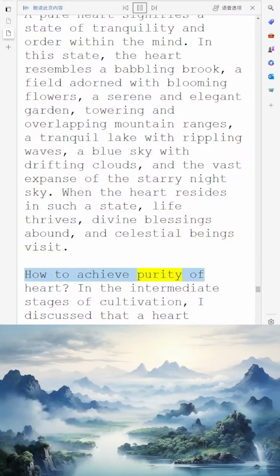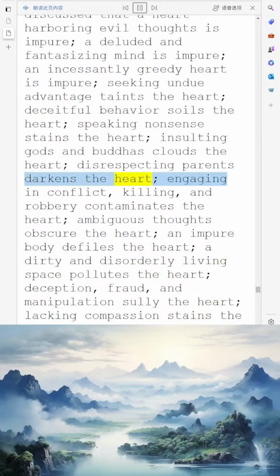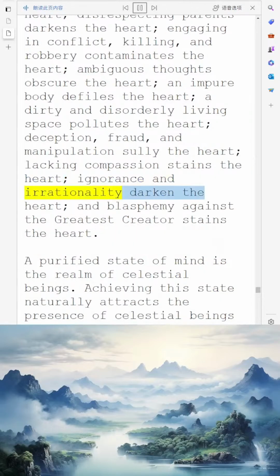How to achieve purity of heart? In the intermediate stages of cultivation, I discussed that a heart harboring evil thoughts is impure, a deluded and fantasizing mind is impure, an incessantly greedy heart is impure, seeking undue advantage taints the heart, deceitful behavior soils the heart, speaking nonsense stains the heart, insulting gods and Buddhas clouds the heart, disrespecting parents darkens the heart, engaging in conflict, killing, and robbery contaminates the heart, ambiguous thoughts obscure the heart, an impure body defiles the heart, a dirty and disorderly living space pollutes the heart, deception, fraud, and manipulation sully the heart, lacking compassion stains the heart, ignorance and irrationality darken the heart, and blasphemy against the greatest creator stains the heart.